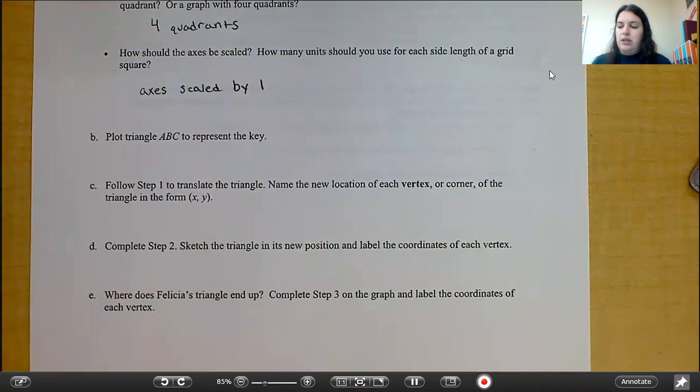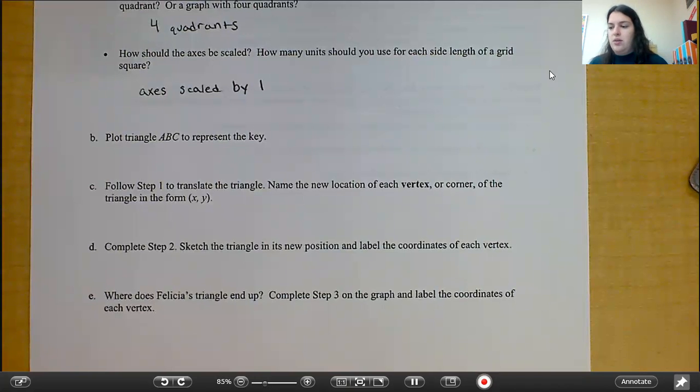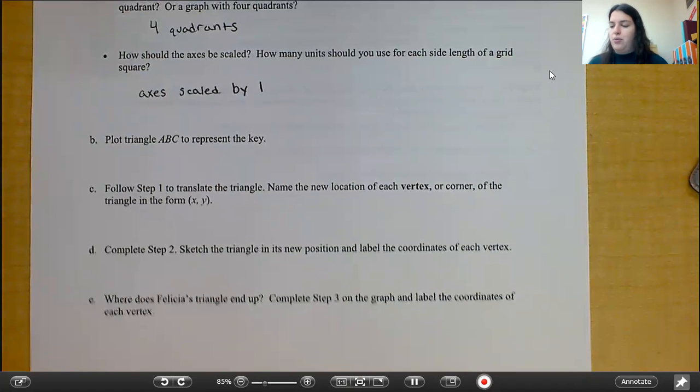Part D says complete step 2. Sketch the triangle in its new position and label the coordinates of each vertex. So again, step 2 above is reflect across the x-axis and then write the coordinates. Go ahead and do that now. E, where does Felicia's triangle end up? Complete step 3 on the graph and label the coordinates of each vertex. So step 3 was to rotate counterclockwise about the point (3, -2).